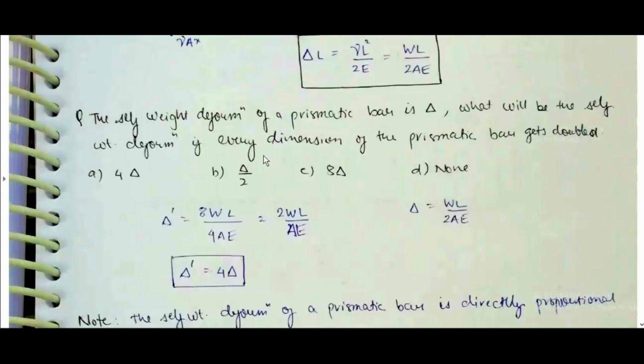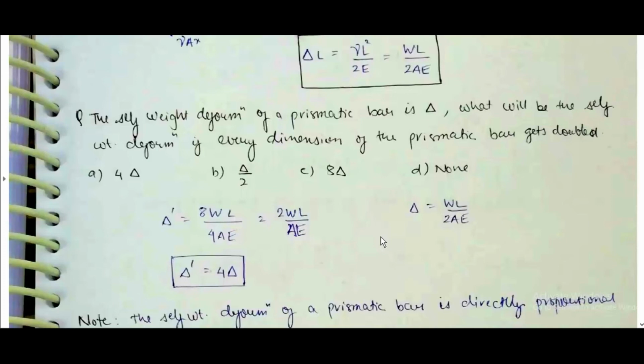What will be the self weight deformation if every dimension of the prismatic bar gets doubled? Here every dimension is getting doubled, so if you use gamma L square by 2E, then L is doubled. Gamma and E will be the same, so delta prime is equal to 4 delta.